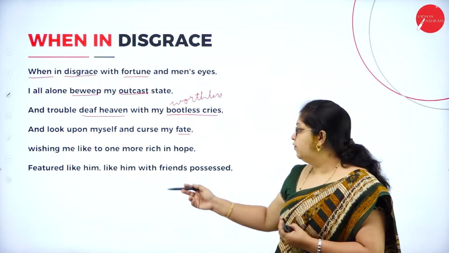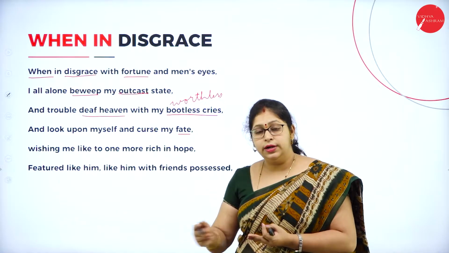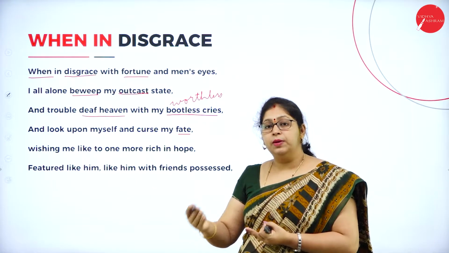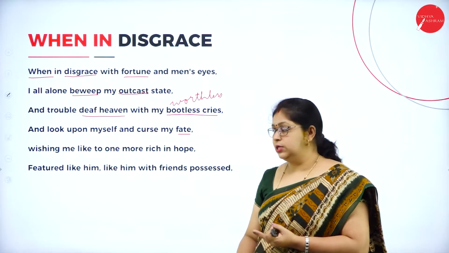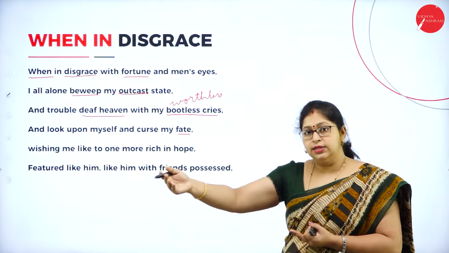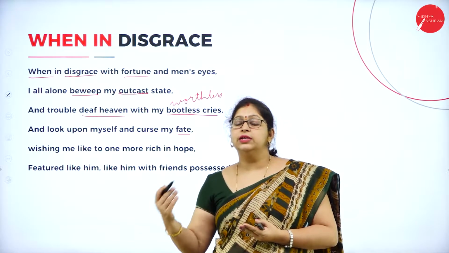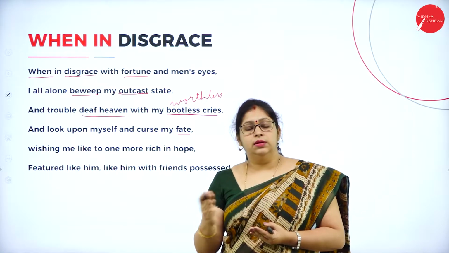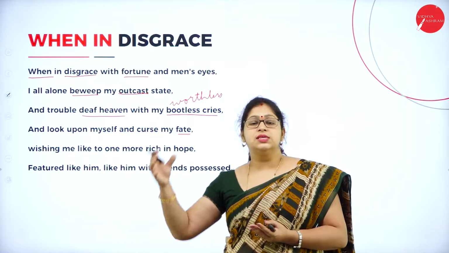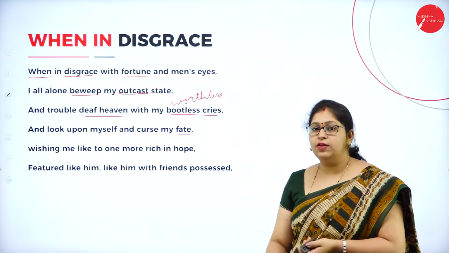Featured with more friends, like the person who is having more friends or influential people, political influence or money influence or any kind of influence. I am not having people like the others have who are influential. So he is again cursing here his fate. Featured like him means like the other person with friends possessed, who are influential persons. I don't have friends who are influential. Here influence can be political, money matter or anything, but he wants some people who can influence his life or influence for him, somebody who is influential.